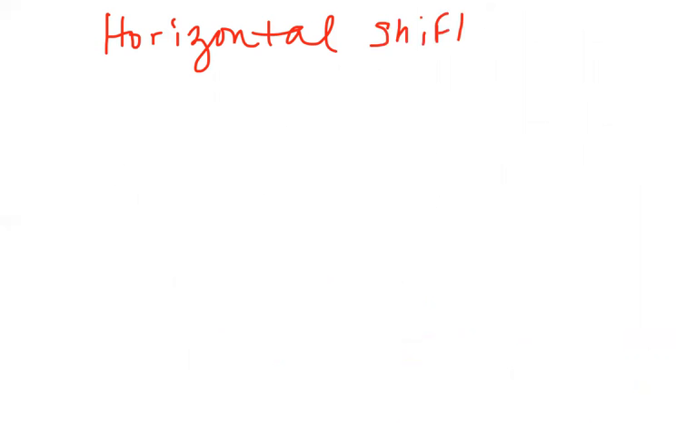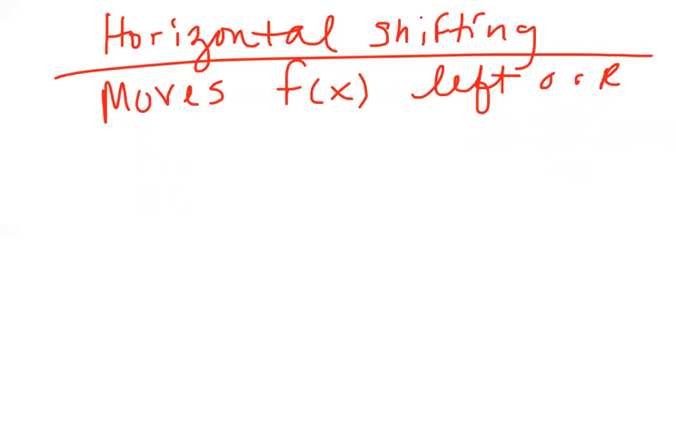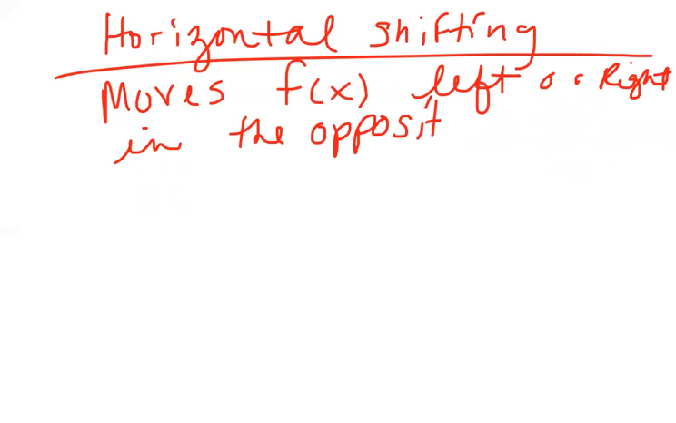And the next transformation has to do with the horizontal shifting or translations. Okay. Horizontal translating or shifting, same thing. When we talk about the horizontal shifting or translating, it moves f of x left or right, and this is key here, guys, the opposite direction. By the way, this one is occurring inside the function, guys, inside f of x. So it's going to move the function in the opposite direction.